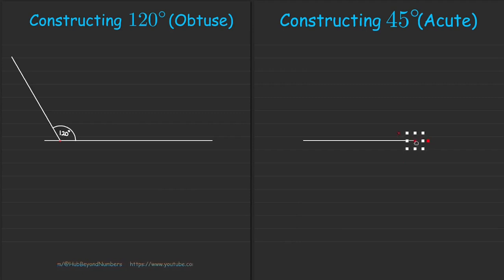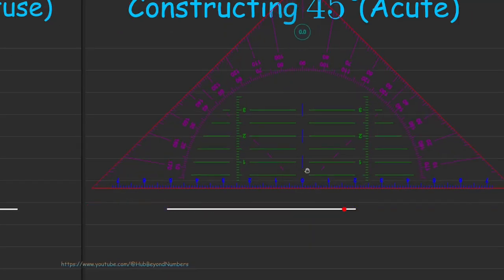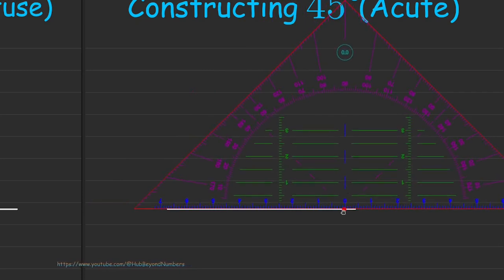This time around, as you can see, I want to align my angle to the left. So my vertex here can be anywhere on the line, but it should be such that you can identify it. And then I'll take my protractor and make sure it is aligned such that this 0 is on the vertex. Then what angle do I want to draw? That is 45 degrees.